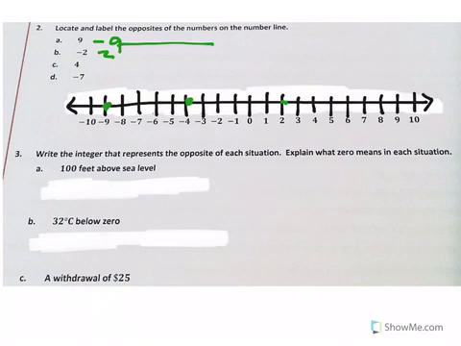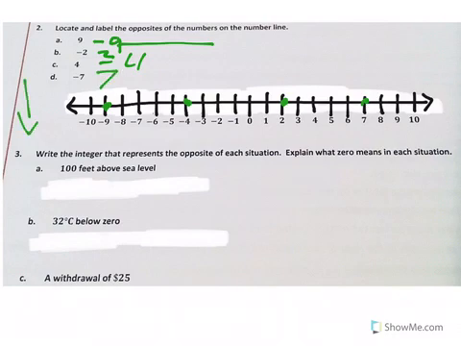Oh, it's not the best. Let me fix that. That's going to bug me. There we go. Perfect. All right. Negative 4 is the opposite of 4. And negative 7 is right here. But we know the opposite is going to be positive, since negative 7 is a negative number. So we're looking at 7. All right. Those are just some of our opposites.